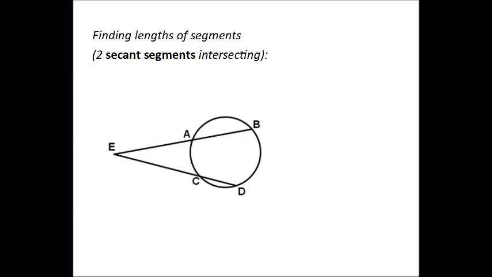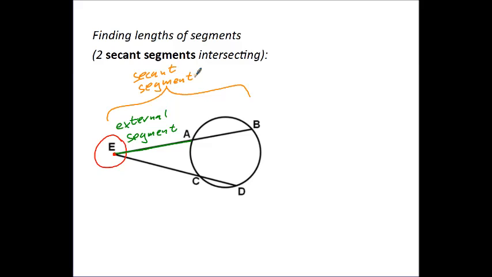We can also find the length of two secant segments intersecting when they intersect outside of the circle. That's our intersection point E, and that's the one we have to remember to use in our formula, as in all chords. When they intersect on the outside of the circle, and this is our intersection point E, they create an external segment EA, and a secant segment, which is EB, and another external segment EC, and also a secant segment ED.